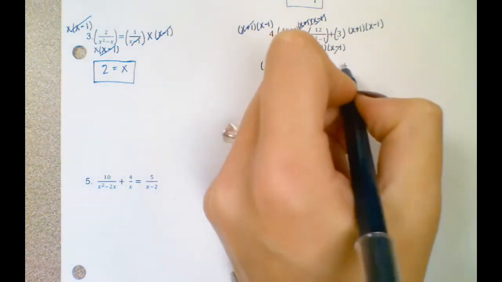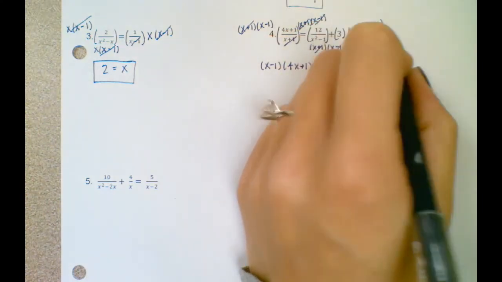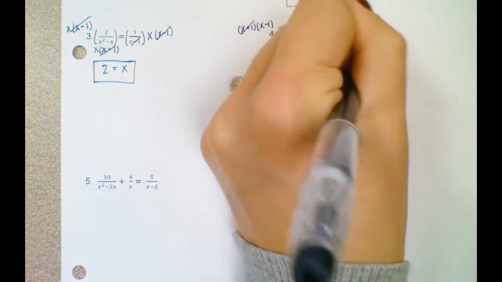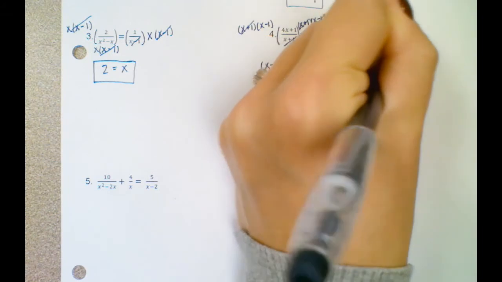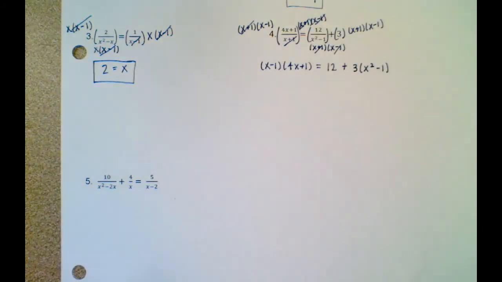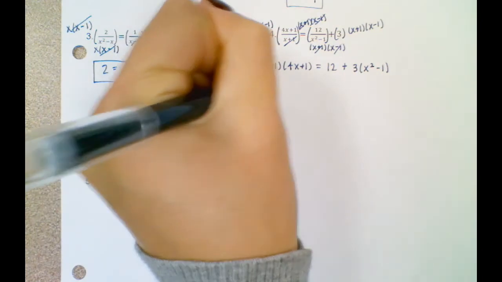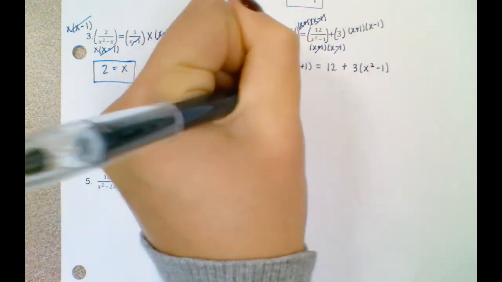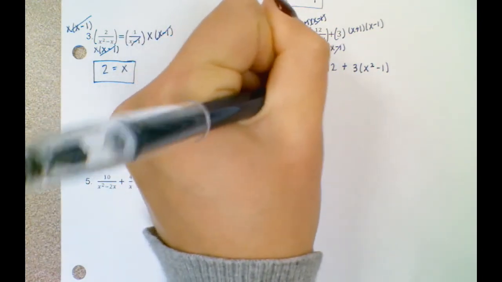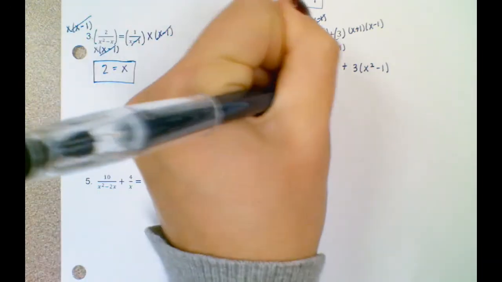Now I'm going to kind of shorthand this. I already know that when I FOIL this out, this is x squared minus 1, so I'm going to write 3 times x squared minus 1, because I don't want to have to refoil that out, okay? Now we need to just simplify this guy. So over here I'm going to FOIL. So I'm going to get 4x squared plus x minus 4x minus 1.